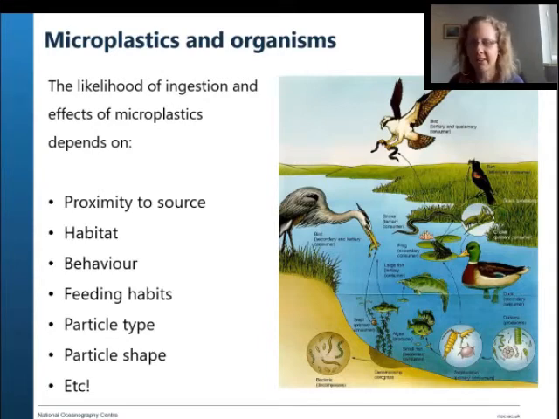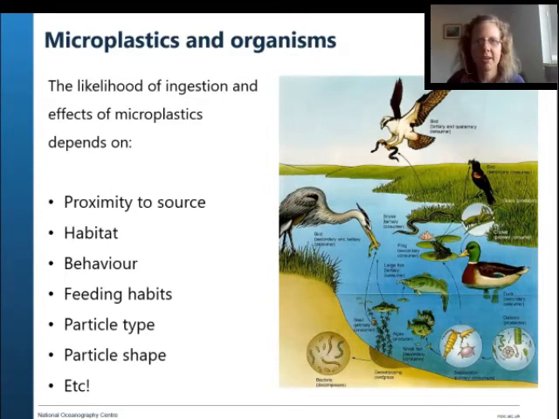So these include things like proximity to source, so how close the organism is to the source of the plastic pollution, the habitat of the organism, the behaviour, the feeding habits, and so on. So how does that organism behave, and is it likely to eat these particles? But then also characteristics of the plastics themselves. So, for example, the particle type or the particle shape.